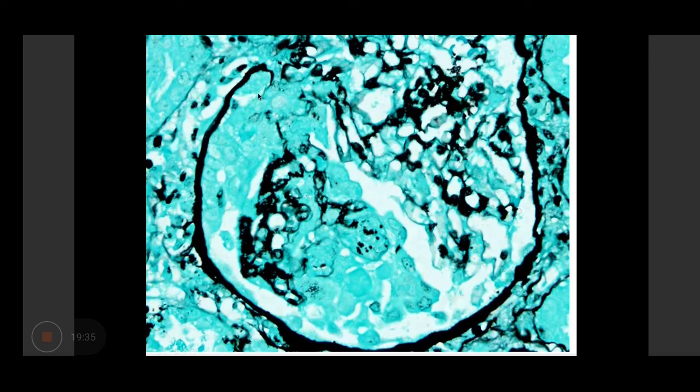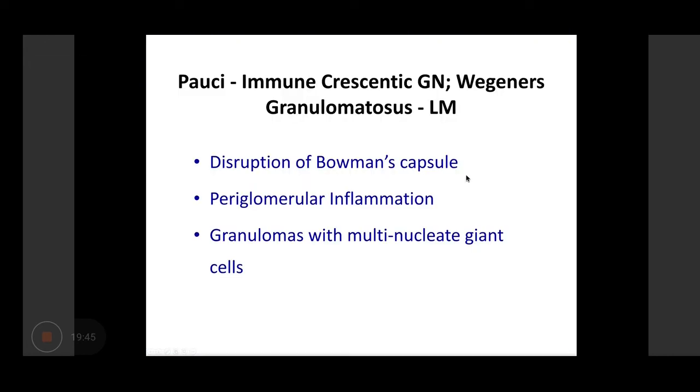This is a high-power view of a glomerulus, again showing a small partial crescent here. In this part of the glomerular tuft, the basement membranes are broken down. Here they are much better preserved. In addition to the fibrinoid necrosis that you see in the glomerular tuft, there are some other changes which are also identified. These include disruption of the Bowman's capsule, periglomerular inflammation, and granulomas with multinucleated giant cell formation.